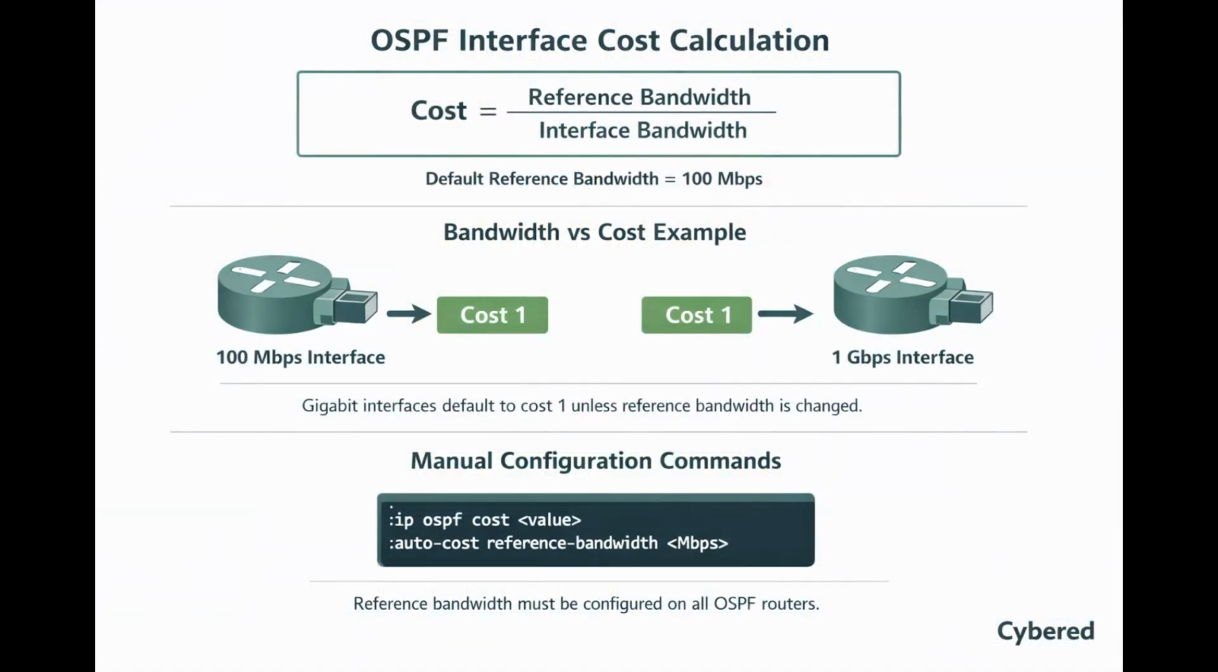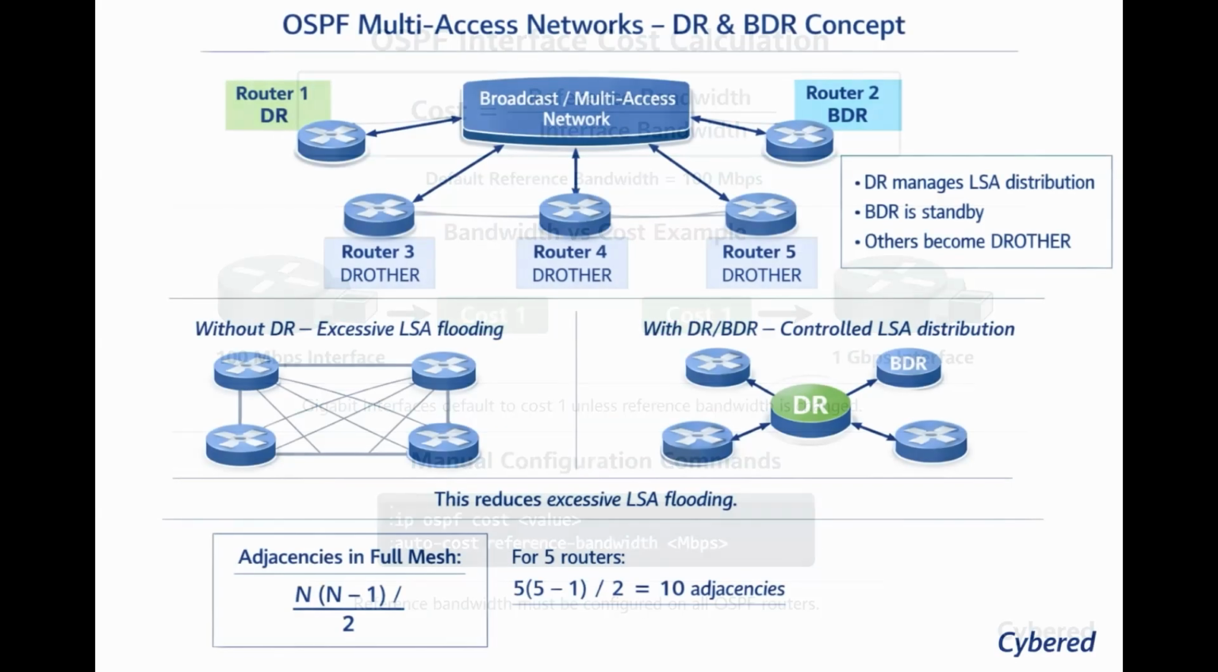OSPF uses bandwidth to calculate cost. The default reference bandwidth is 100 megabits per second, and gigabit interfaces default to cost 1. You can adjust cost manually with ip ospf cost and the value, and adjust reference bandwidth with auto-cost reference-bandwidth and the megabits per second. This must be configured on all OSPF routers.